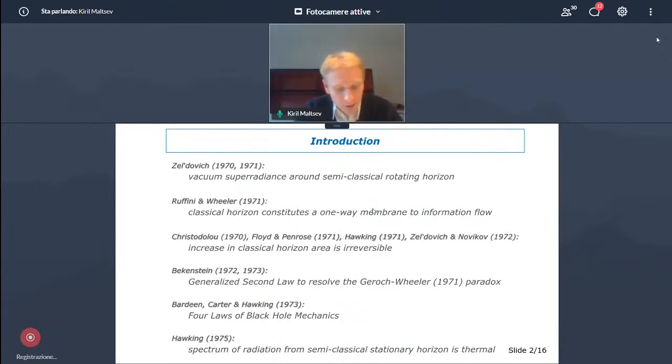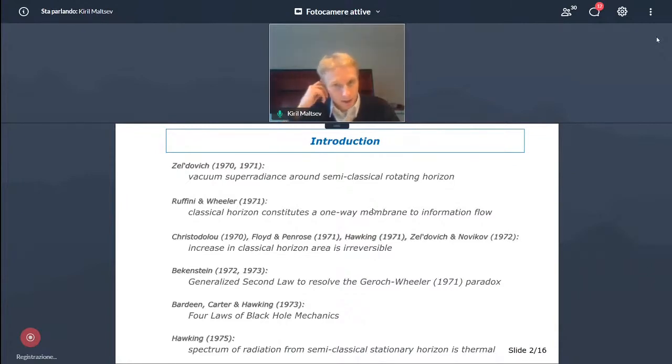So Zeldovich, back in 1970, proposed a mechanism for semi-classical curved black holes to emit radiation on the basis of superradiance, in which the angular momentum plays a crucial role to amplify quantum waves and polarize the vacuum by pulling apart virtual particle pairs that otherwise would annihilate. Then in 1971, Ruffini and Wheeler showed that the classical horizon constitutes a one-way membrane to information flow. In other words, whatever crosses the event horizon doesn't come out again.